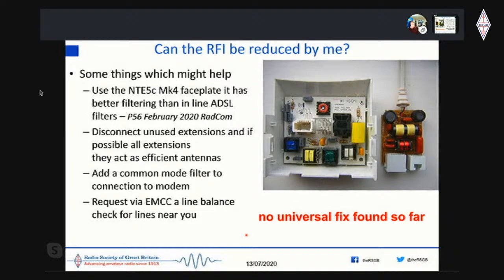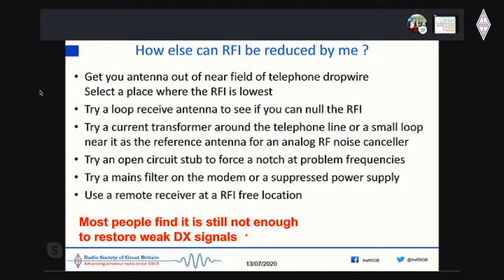So you can move your antennas around, you can try current transformers and phase match and knock it out that way. You can actually knock out some of the frequencies that VDSL uses by putting an open circuit stub on to force a short circuit, which stops it using that. But you still don't get rid of enough signals to get all those weak DX in. So one thing we'd always thought was roll on FTTP.